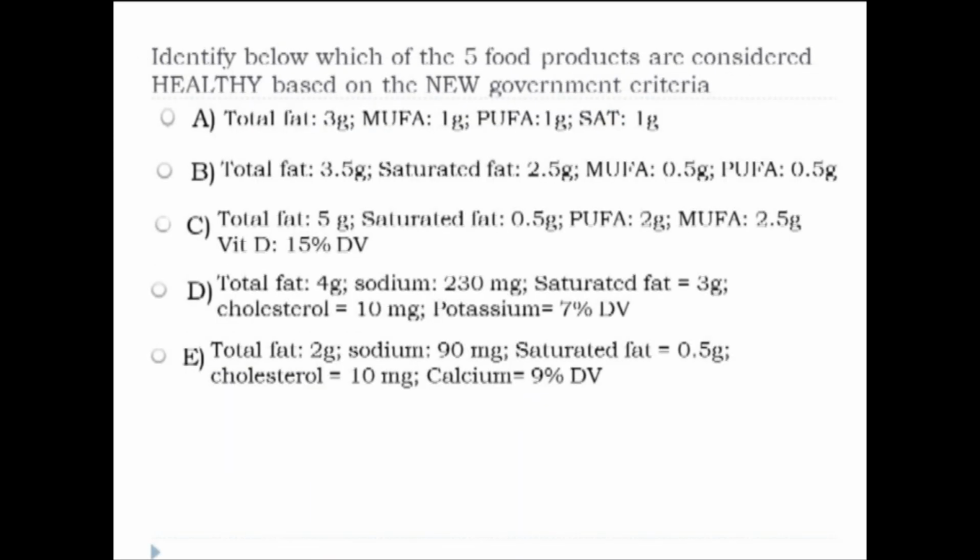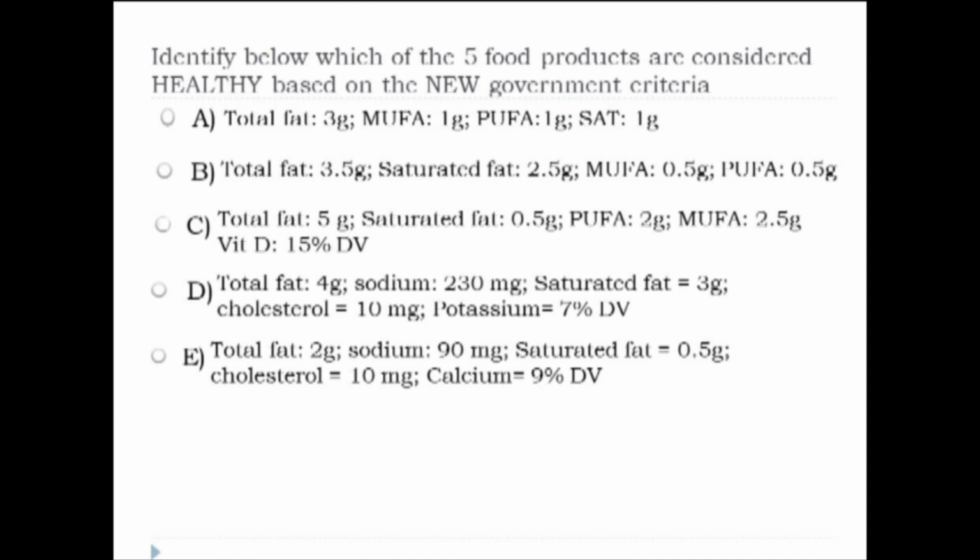In this question, identify below which of the 5 food products are considered healthy based on the new government criteria. Pause the video and make your selection. Well, can it be option A? Well, let's take a look at it. So 3 grams of fat based on the new DV of 78 represents really 3.8% of the DV. So automatically we can rule out A because it's less than 5%. Remember, the fat content cannot be low.